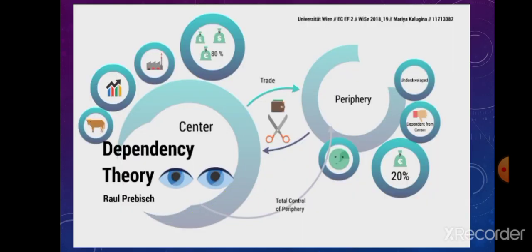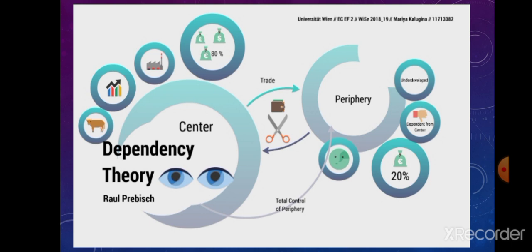Now the conclusion. Even with the critique of this theory, you can see that this theory is relevant and very significant. We can say dependency theory has given a new perspective to look at the world. It gives the new concepts of core and periphery. With these two concepts, we can easily understand the world economy. This is the conclusion.